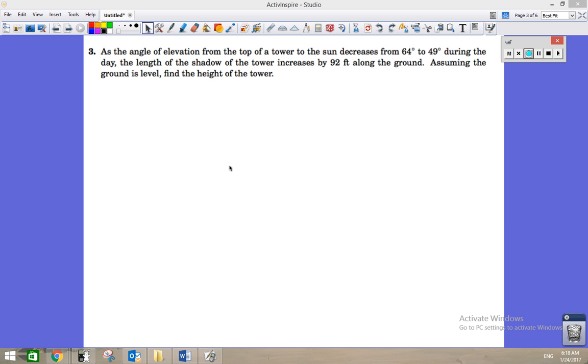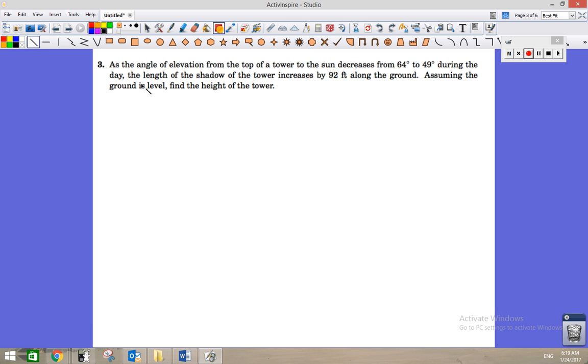Alright, so let's take a look at this. As the angle of elevation from the top of a tower to the sun decreases from 64 degrees to 49 degrees during the day, the length of the shadow of the tower increases by 92 feet along the ground. Assume the ground is level. Find the height of the tower.